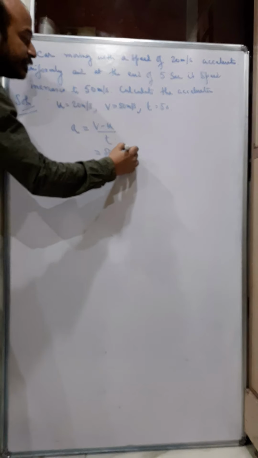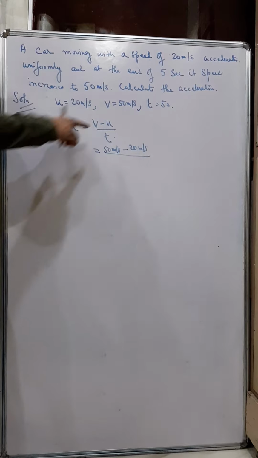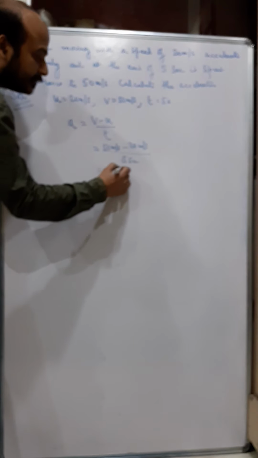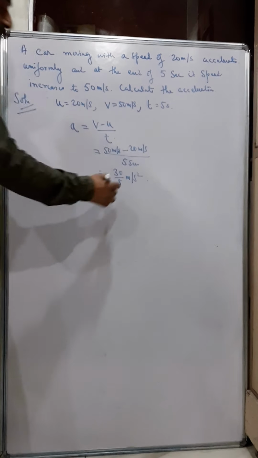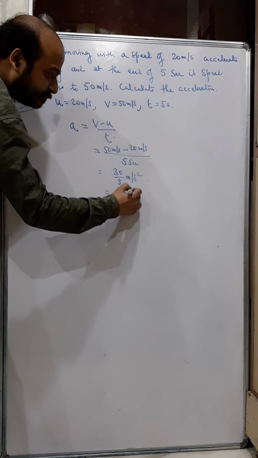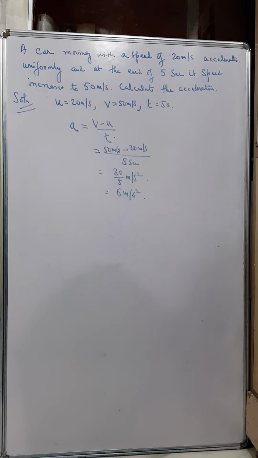So directly we have to find acceleration. We can say a is equal to (v minus u) by t. So it is v is 50 meter per second minus 20 meter per second, and by t, that is 5 seconds. So finally we get 30 by 5 meter per second square. So finally we get it is 6 meter per second square. Okay. Copy this.